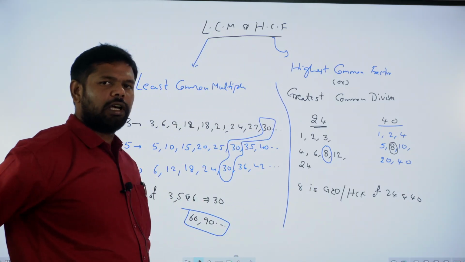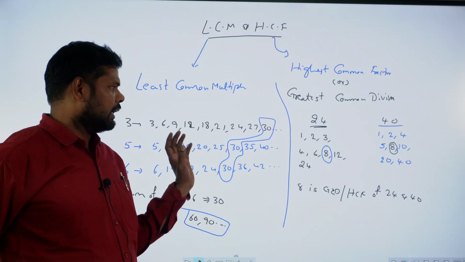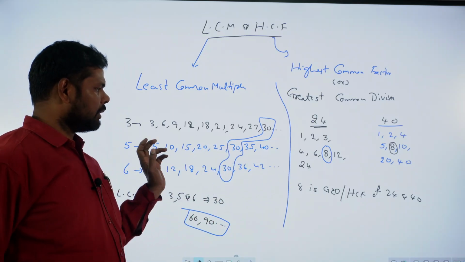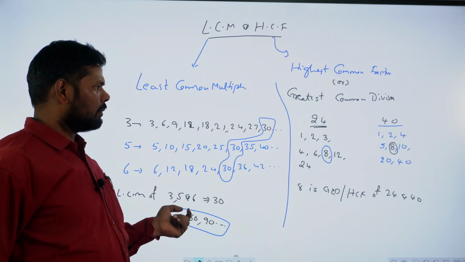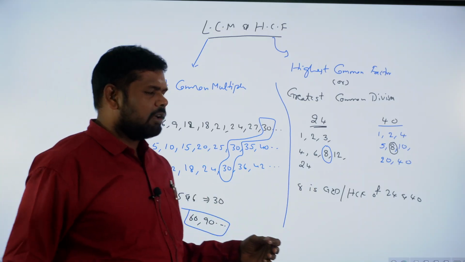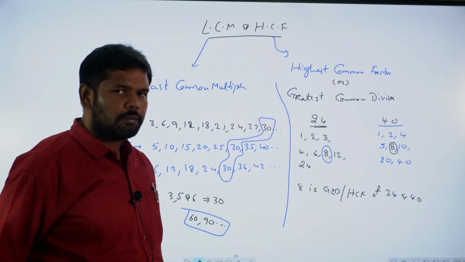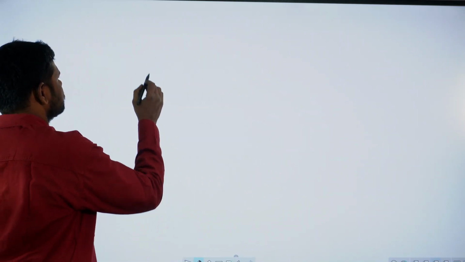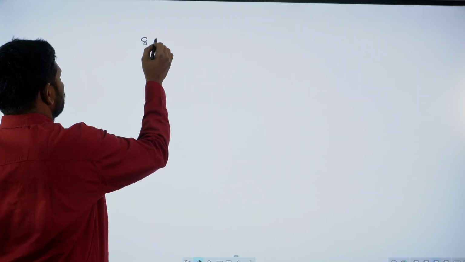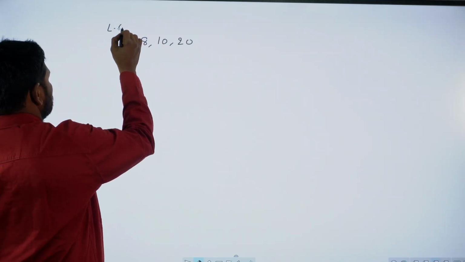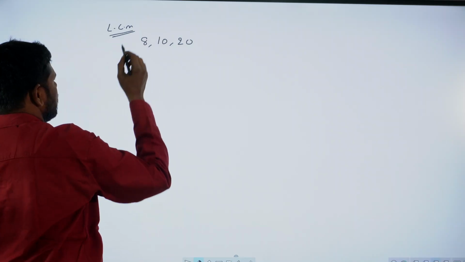So like this we can find any HCF or LCM, but it is not possible to write all factors and all multiples and find the least common multiple and the highest common factor. That's why we go for the prime factorization method. The standard methods are prime factorization or short division. Suppose the question is like this: what is the LCM of 8, 10 and 20? You need to find the LCM of 8, 10 and 20.